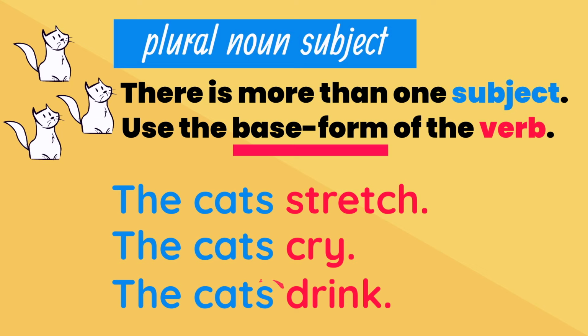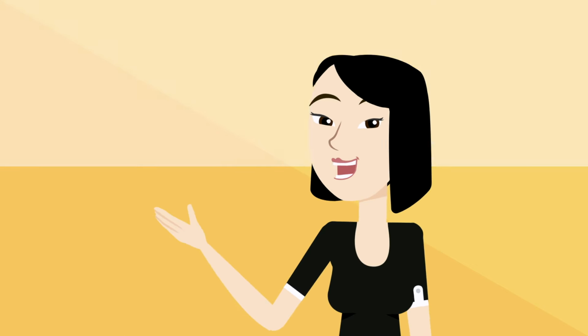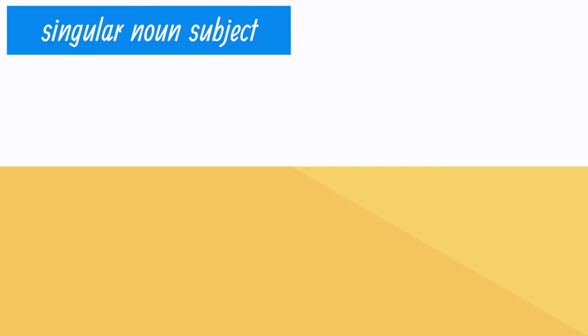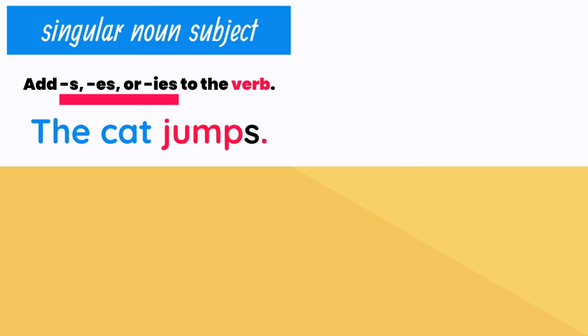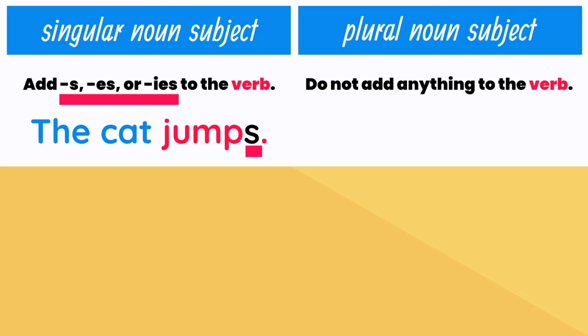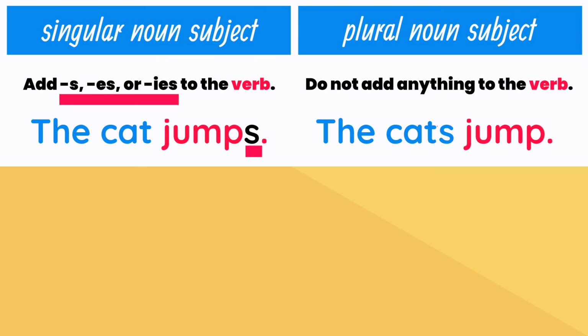The cats drink. Let's explore some more, but I'll leave the rule up here for you. Add S, ES, or IES to most verbs if the subject is singular. The cat jumps. Do not add anything if the subject is plural. The cats jump.